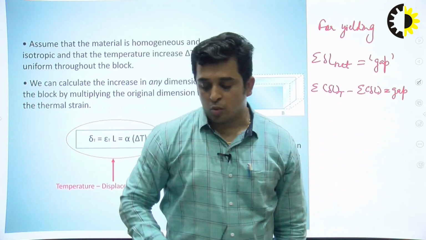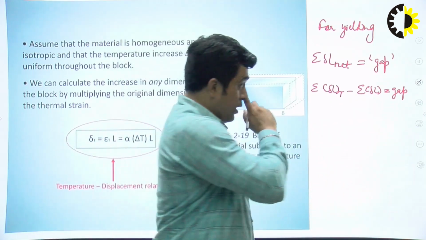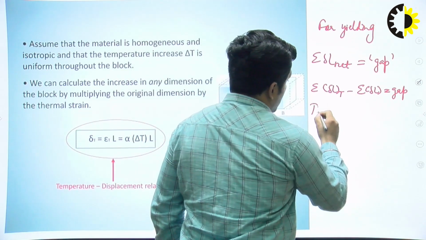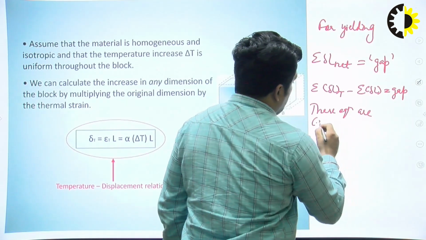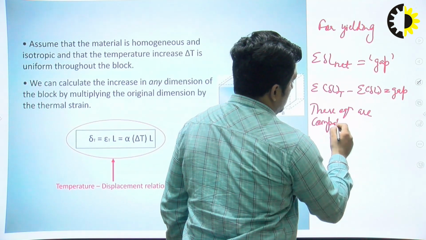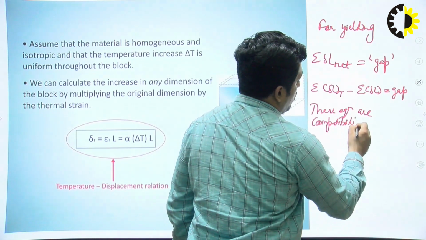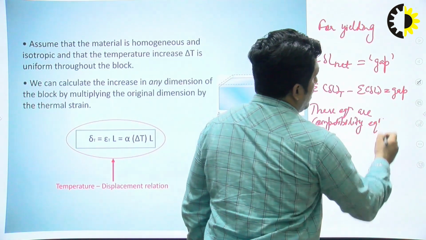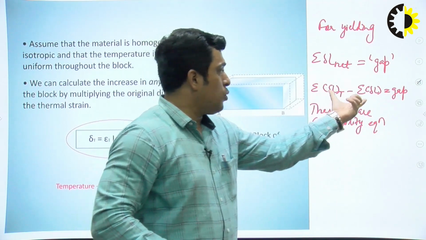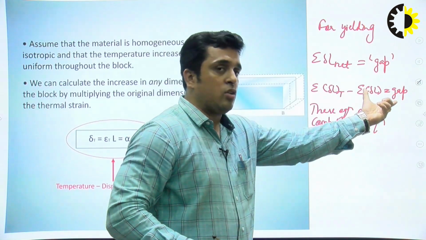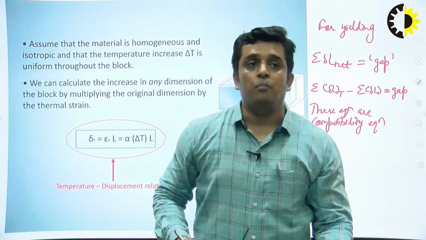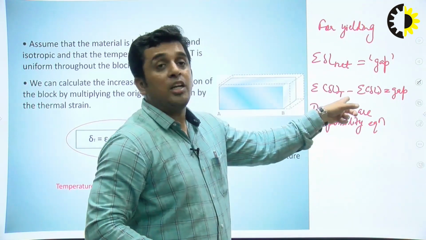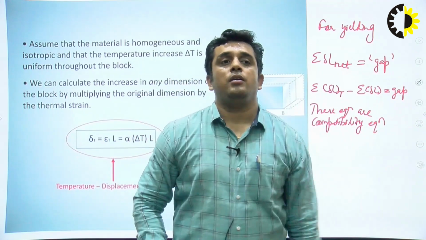Previously this gap is equal to 0. So these equations are compatibility equations. When the gap is 0, this equation becomes equal to 0. That is also a compatibility. What compatibility? Whenever there is no gap. And this equation is also a compatibility equation when there is a gap.